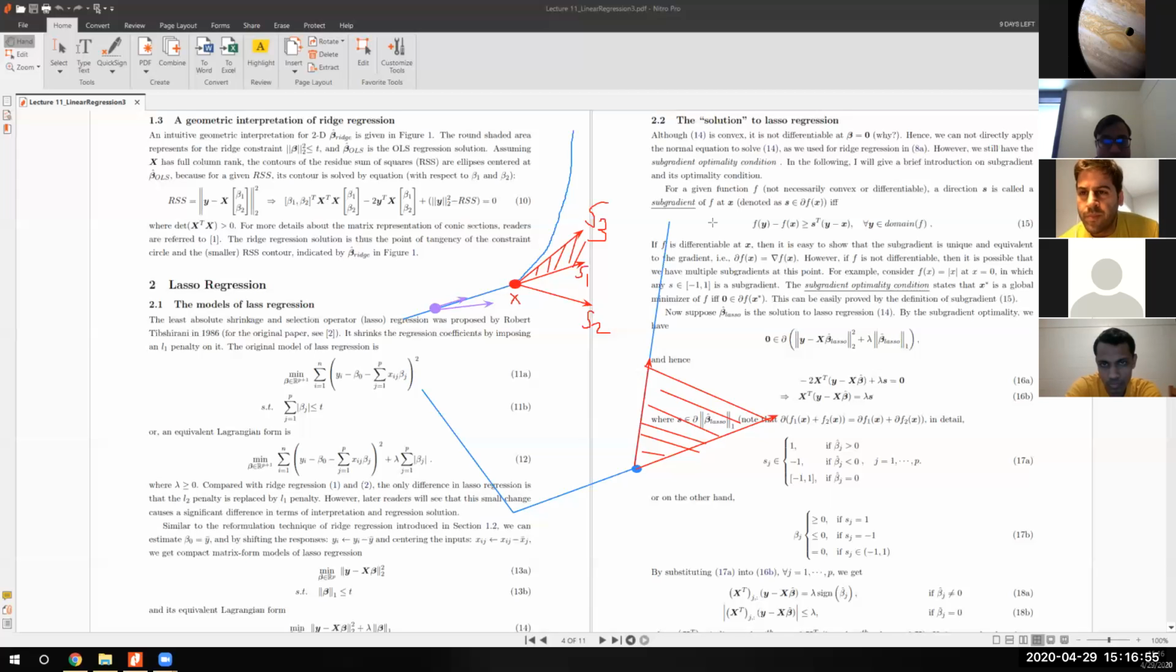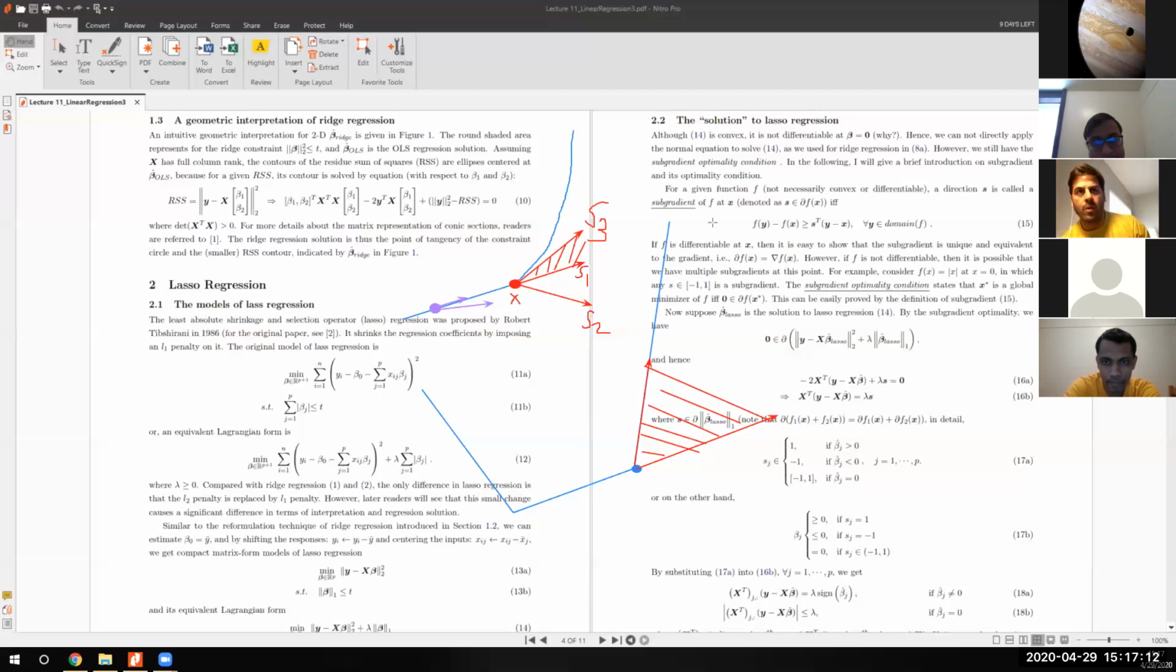Not any line, but any direction in this area. Yes, thank you, this is a good point. Not any line, it's not strict. I should say any direction. You are correct.